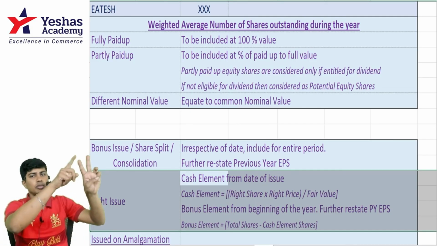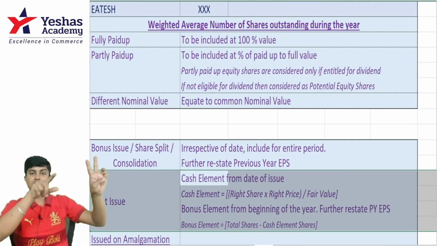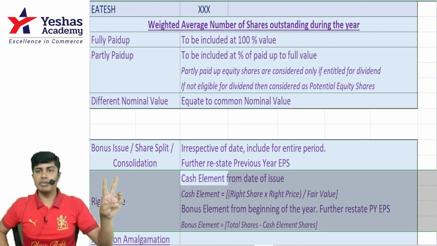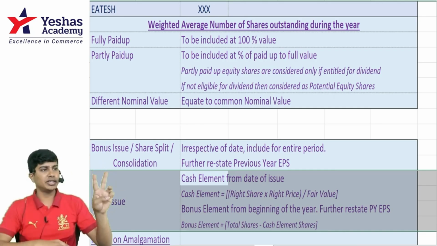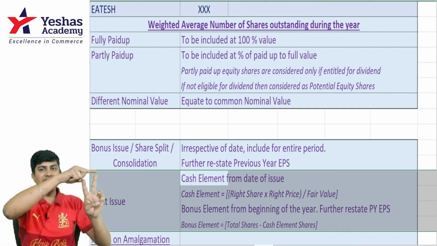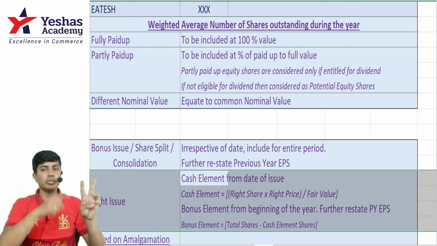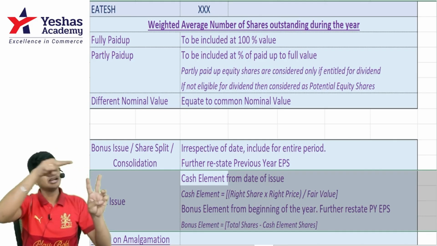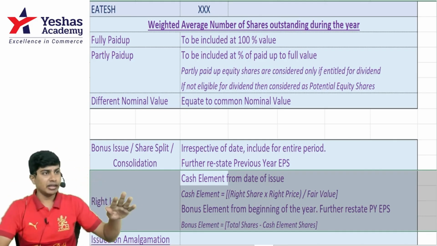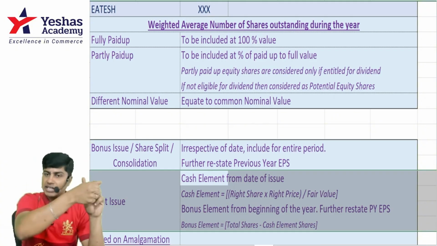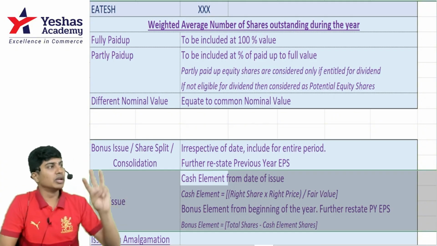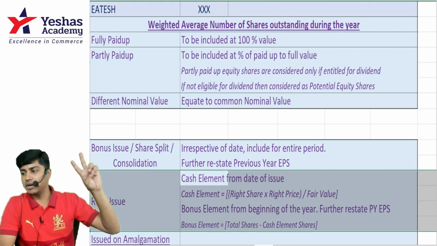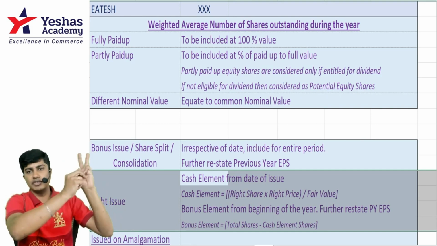How do you find it? Cum-right price multiplied by number of shares which are there before right issue, plus number of right shares multiplied by right issue price, divided by number of shares before right issue plus right shares. If you do this, you will get theoretical ex-right price. Keep the cum-right price out of discussion.